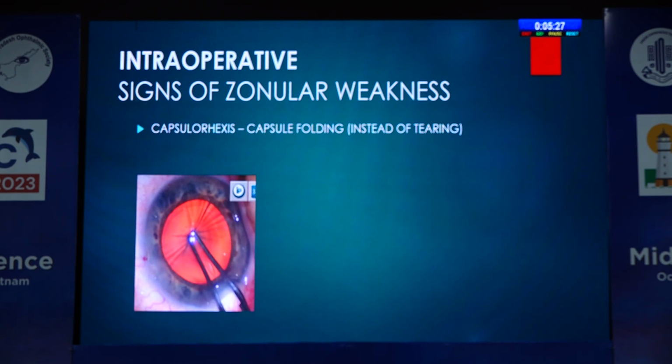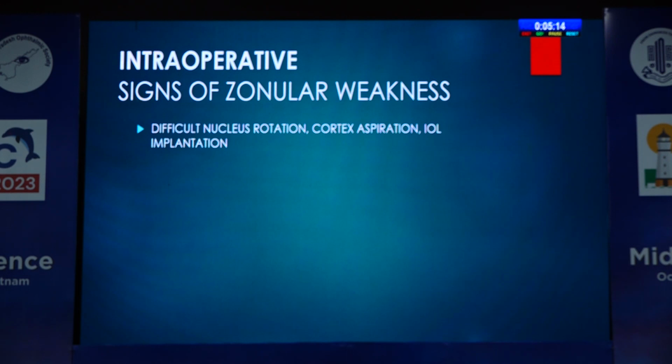Intraoperatively, when we try to do the capsulorhexis, the capsule will not tear. Instead of tearing, it will fold on itself. This is the main sign that there is a zonular weakness and we have to take care. In zonular weakness cases, there will be difficulty in nucleus rotation because the zonules will stretch and fumble. If the zonules are taut, the nucleus will easily rotate. If the threads are loose, it will not rotate. Nucleus rotation will be difficult.